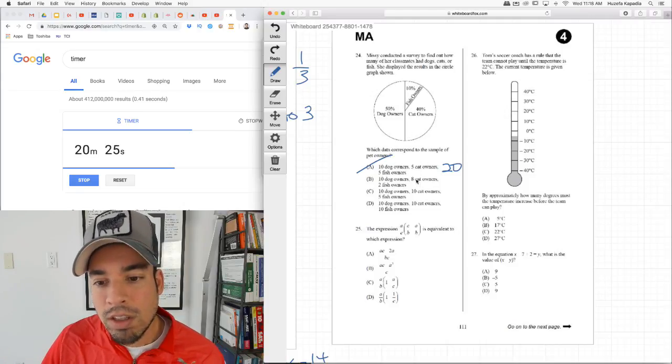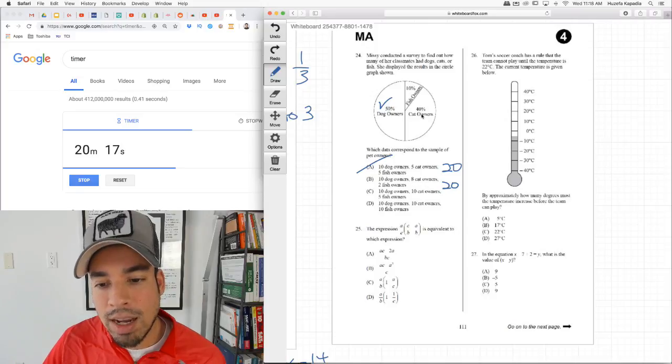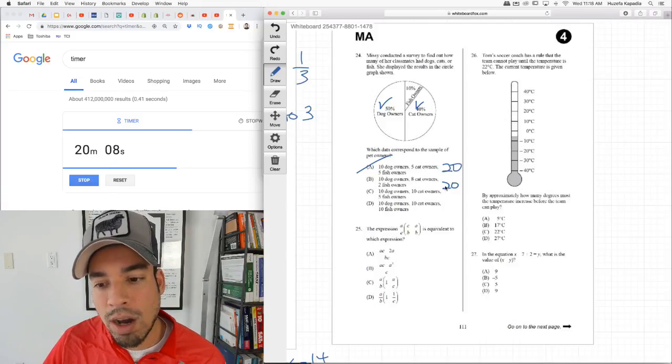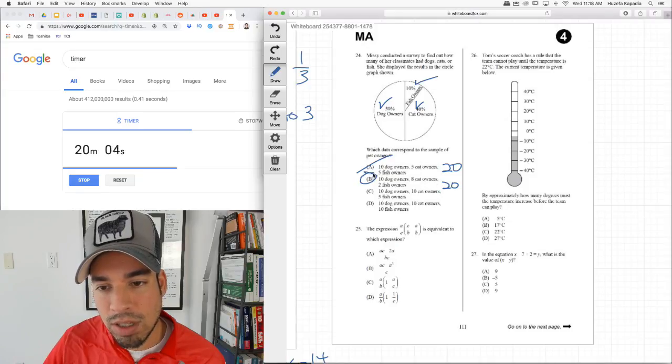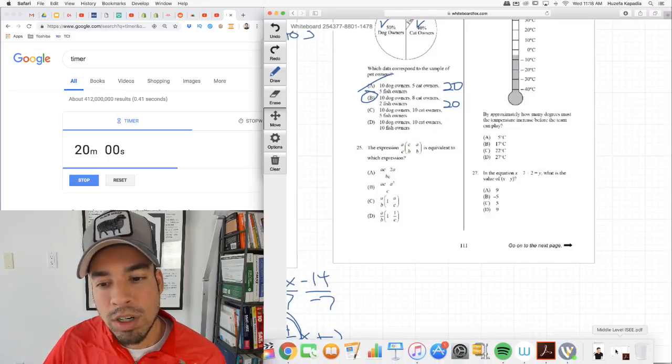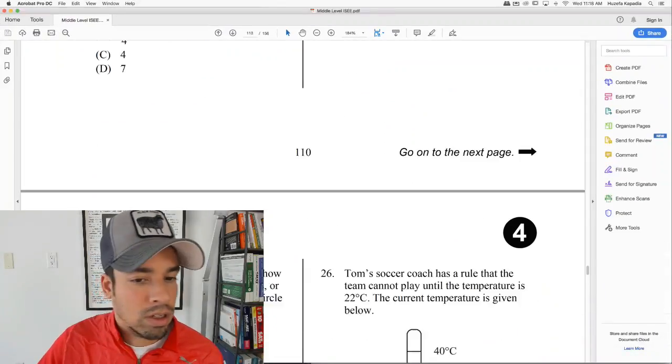This one looks all right. So again, it's a total of 20. 10 out of 20 is 50. That works. 8 out of 20 is actually 40. Okay, because if you reduce that 8 out of 20, it reduces to 4 out of 10, which is the same as 40%. 2 out of 20 is the same as 1 out of 10, which is 10%. So all three of those work. Boom.